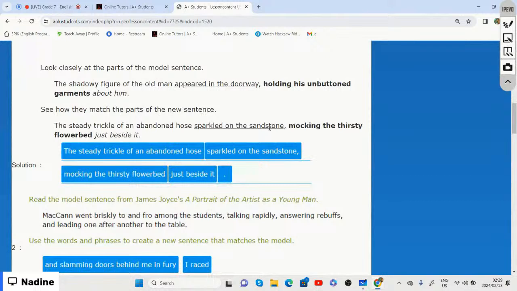So when it comes to our new sentence as well as our model sentence, our model sentence is: the shadowy figure of an old man appeared in the doorway, holding his unbuttoned garments about him. And when it comes to matching it with the new sentence, it says: the steady trickle of an abandoned hose sparkled on the sandstone, mocking the thirsty flower bed just beside it.